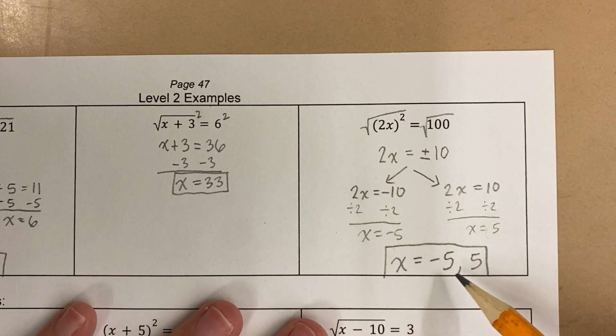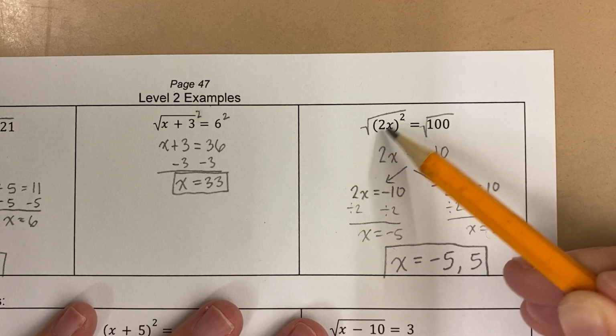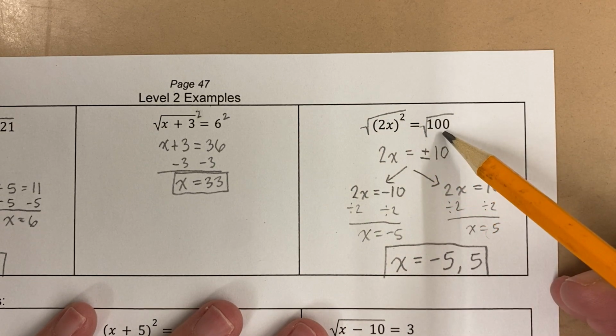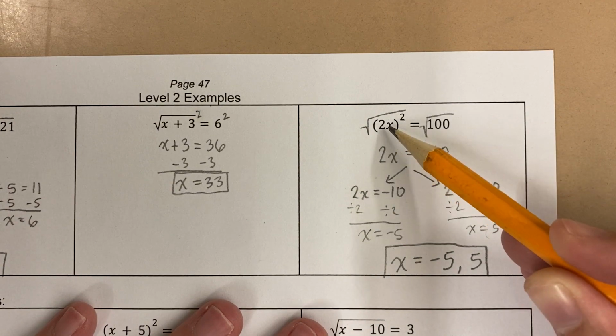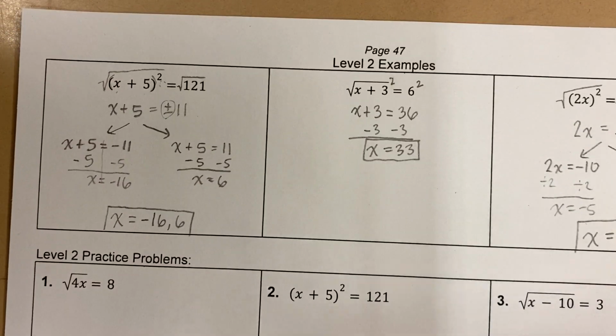And you can look, you can put this back in and see, look, if I plugged in negative 5, that'd be 2 times negative 5, that'd be negative 10 squared. Negative 10 times negative 10, 100. If I plugged in 5, right, I would get positive 10 squared equals 100. So those are my 3 examples. Go ahead and try below.